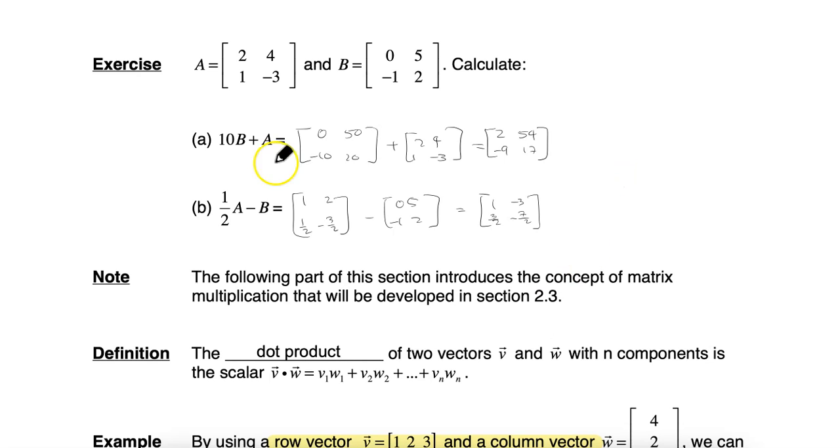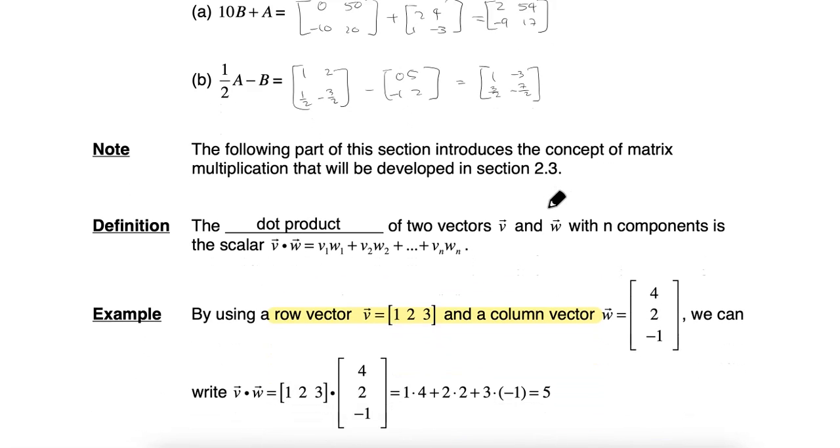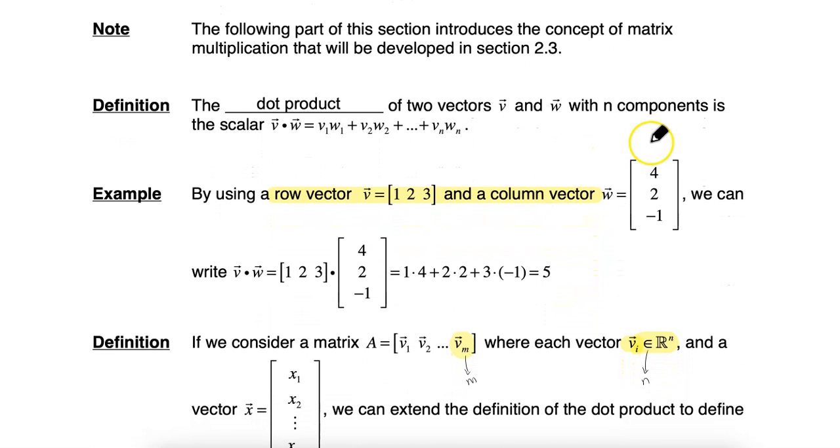A quick easy exercise here: if we have two matrices A and B, we can add and multiply them by scalars. So 10B plus A would yield this value, and 1/2 A minus B would yield this 2 by 2 matrix. Really no problem there. From here on, we are going to go step by step to introduce the concept of matrix multiplication. Matrix multiplication is a little bit peculiar, and it is often parachuted on students in pre-calculus without much of an explanation of where this comes from.